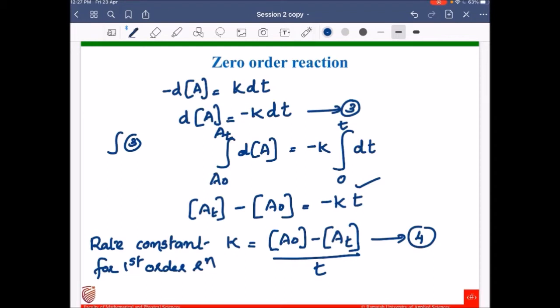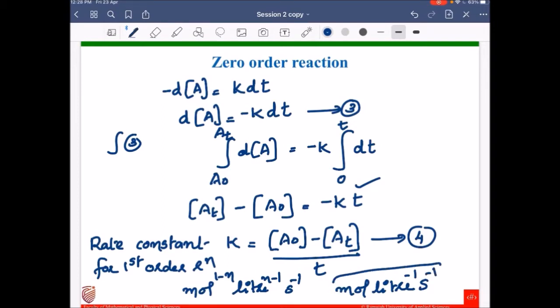If you want to get the unit for this rate constant, we know that the unit of the rate constant by using that equation is mole raised to 1 minus n, liter raised to n minus 1 per second. If you substitute 0 for n, then you will get the unit as moles per liter per second. So this will be the unit for this zero order rate constant.